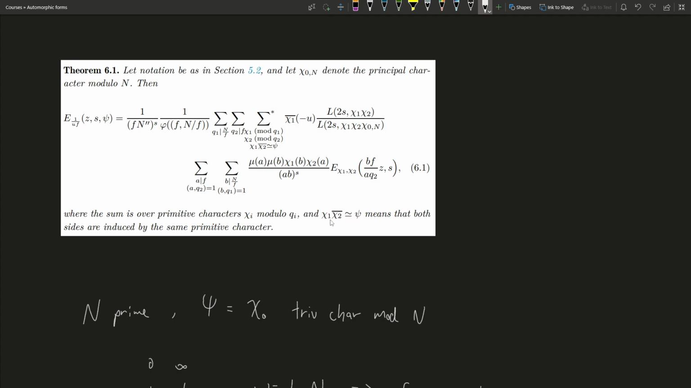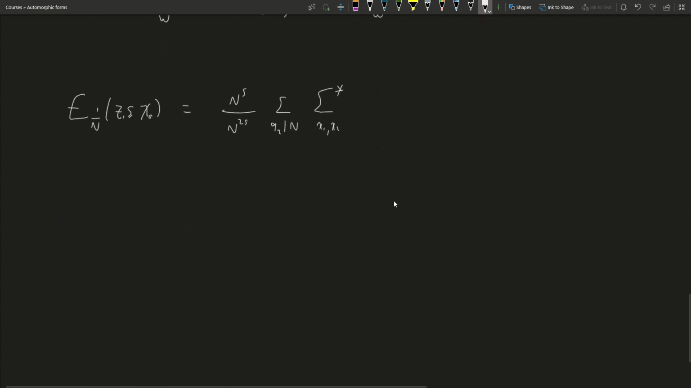And so this bottom condition, that the product chi1 chi2 bar has to be induced by the same character as psi, means that in fact q2 has to be 1. So what we end up finding is that chi1 chi2 bar being induced by the same character as psi in fact implies that q2 is 1. Okay, so let's write down our Fourier expansion again.